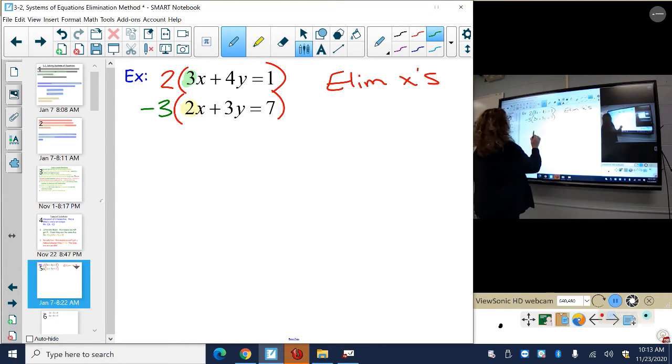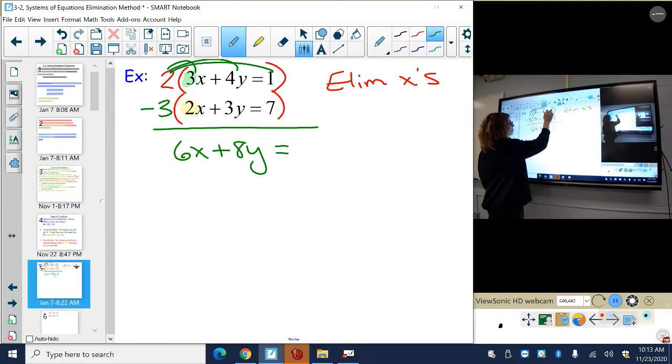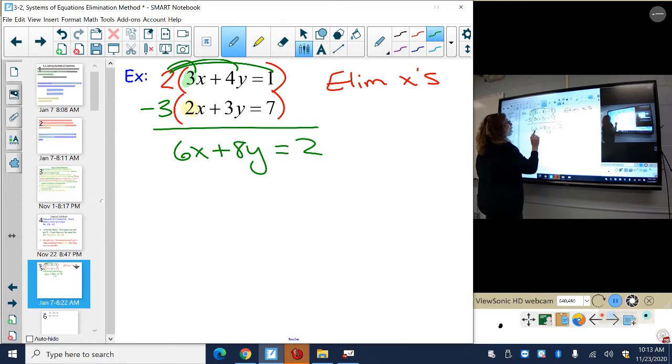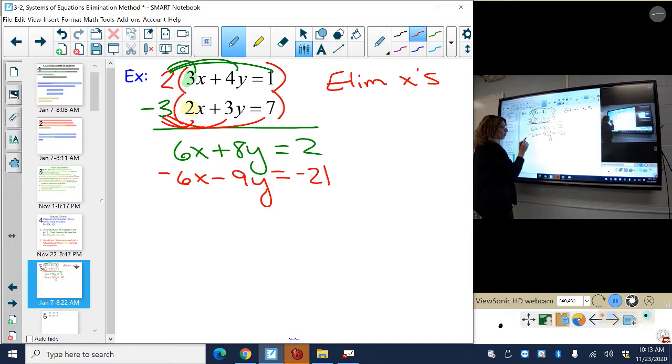Okay? So I'm going to go ahead and distribute this. 2 times 3 is 6x. 2 times 4 is 8y is equal to -2. You must do it on every term. Now go to the bottom equation. Distribute: -6x minus 9y is equal to -21.